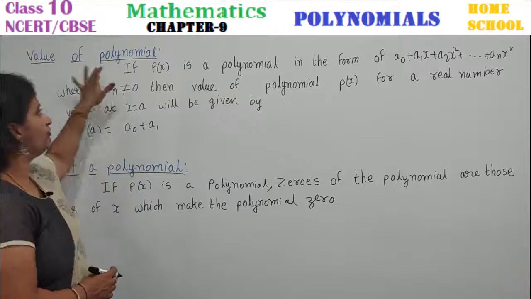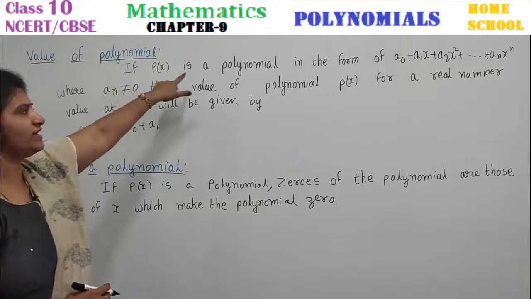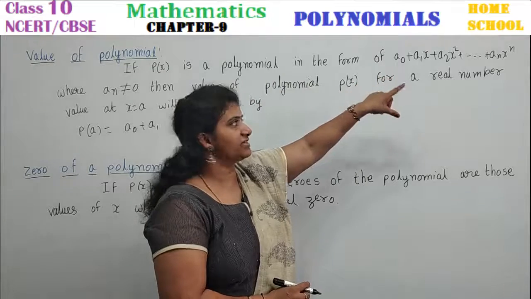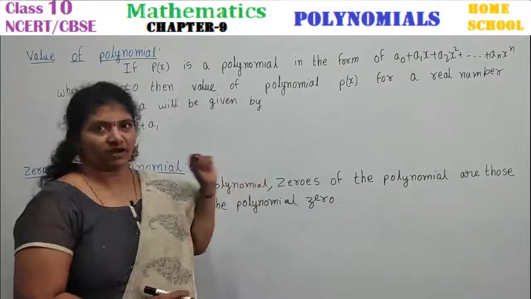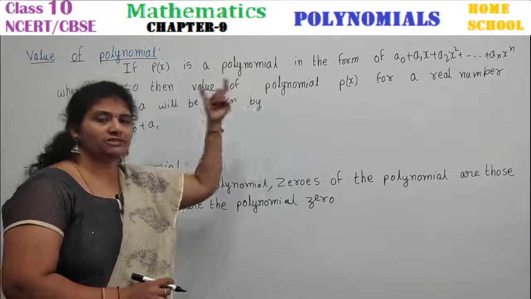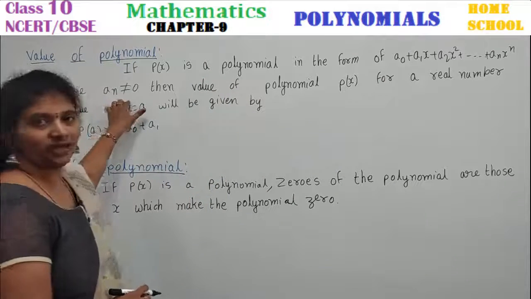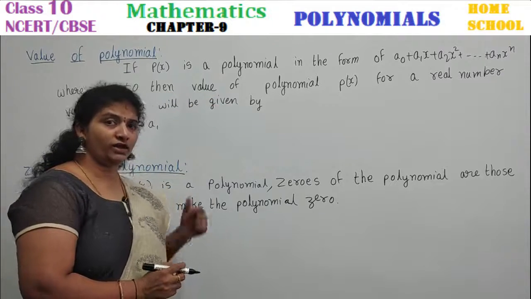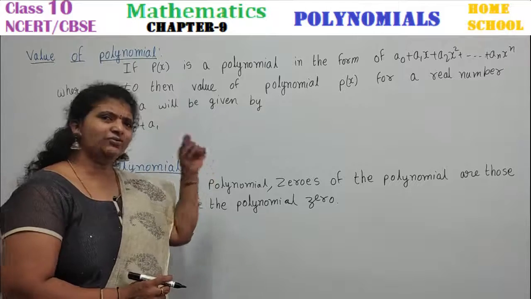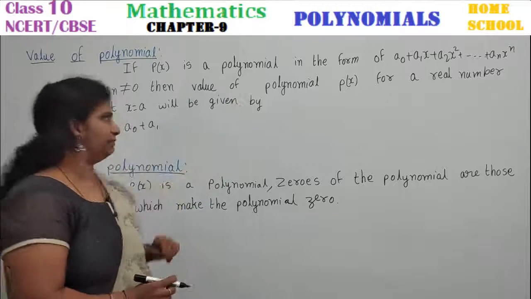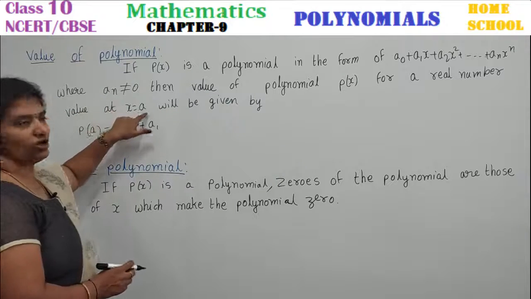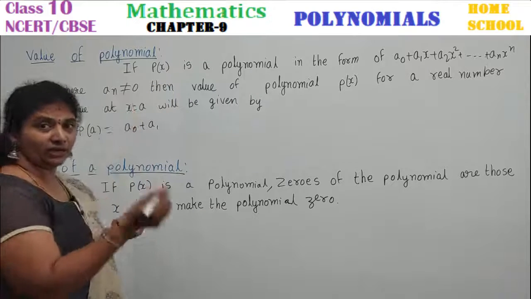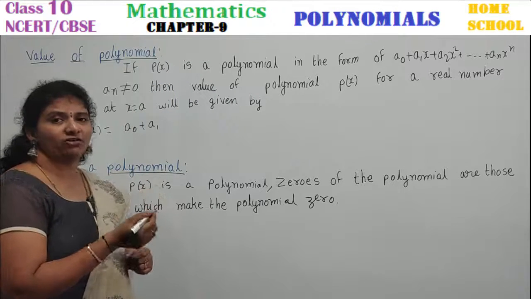Let's find out the value of a polynomial. If p of x is a polynomial in the form of a0 plus a1x plus a2x square and so on up to an x power n, where an cannot be equal to 0, then what do you mean by the value of polynomial p of x? Look here, for any real number, let me take a as a real number. The value at x is equal to a will be given by replacing x with a wherever you have x.